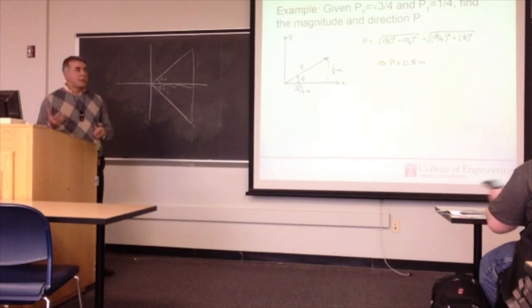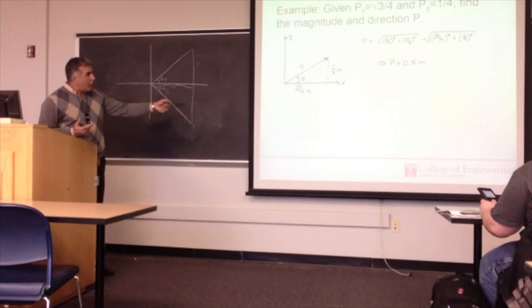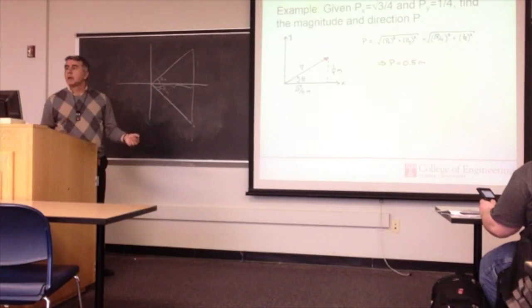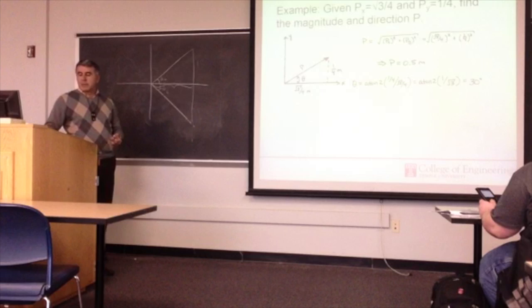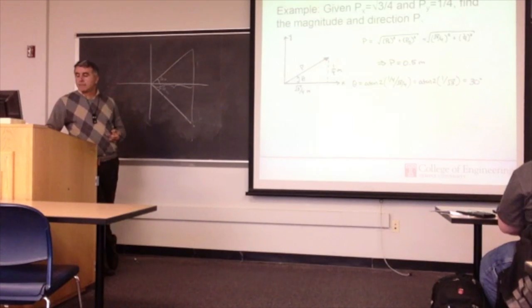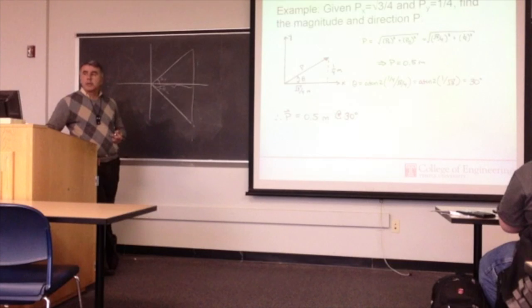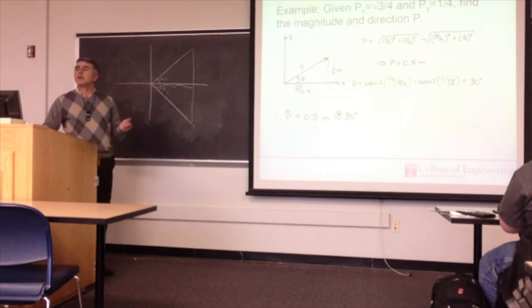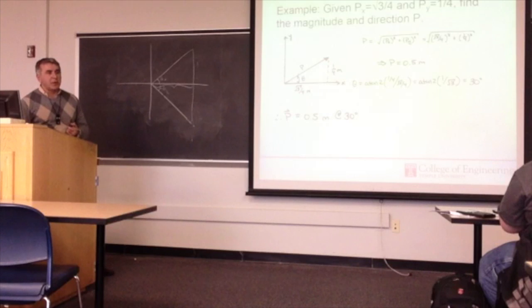Atan2 of a quarter over root 3 over 4, okay? Which is root 3 over 3, or simply 30 degrees. So we can show it this way. This is called a polar coordinate system. The other one that I was showing you was called the Cartesian coordinate system.